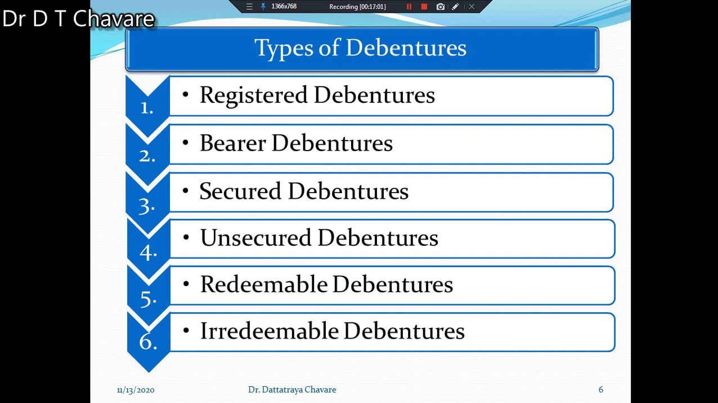The next type is as per the redemption. That is the fifth type of debenture, redeemable debentures. From the name itself you can understand what type of debenture that is. If the debentures are issued on the condition that the company is bound to repay the amount of debentures after a stipulated period of time, they are called redeemable debentures. What are those? Redeemable debentures, those are called.